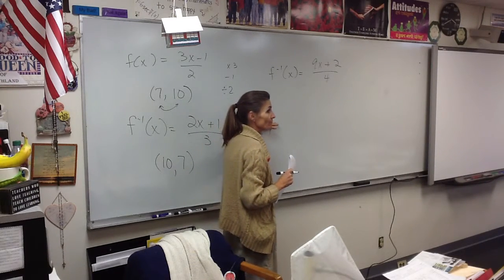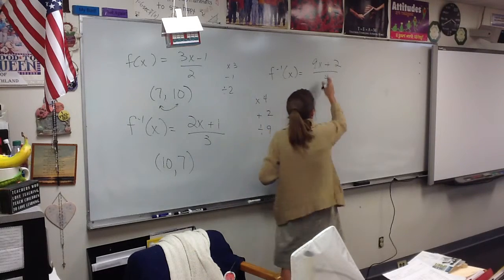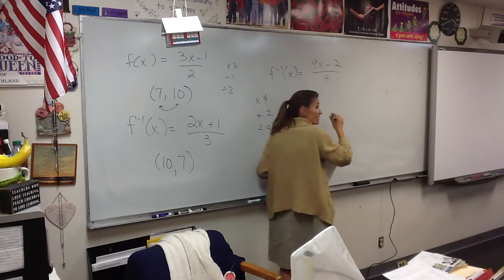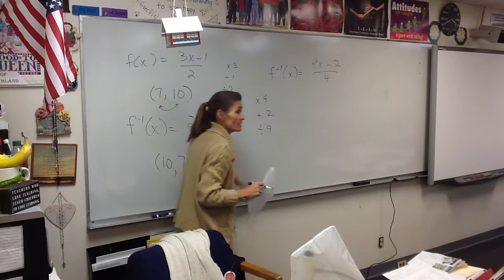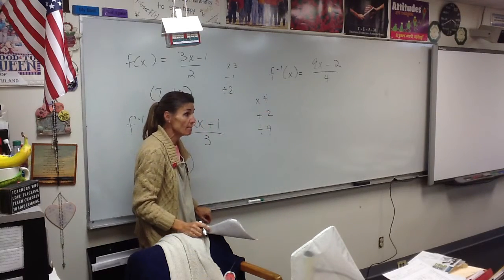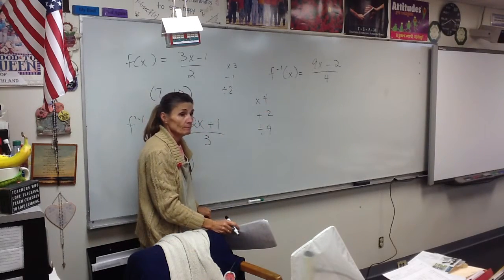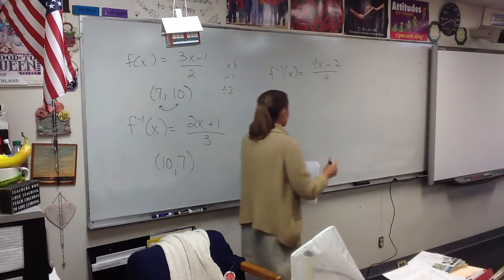Actually, I said it wrong. I actually had it right on paper. This should be minus, right? And then divided by 4. Now it's correct. Would you agree with him now? All right, look at the next one.